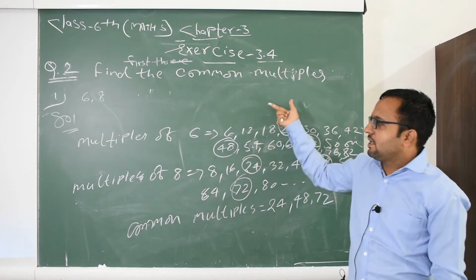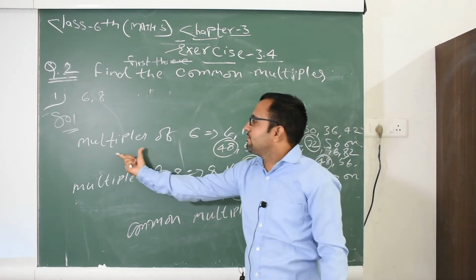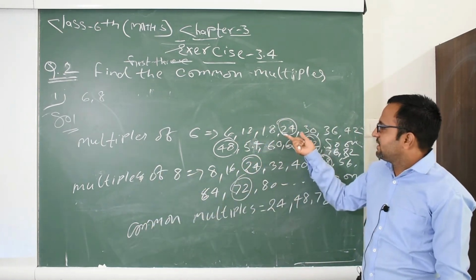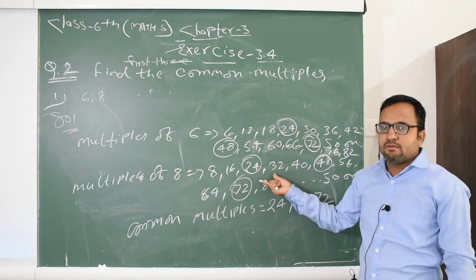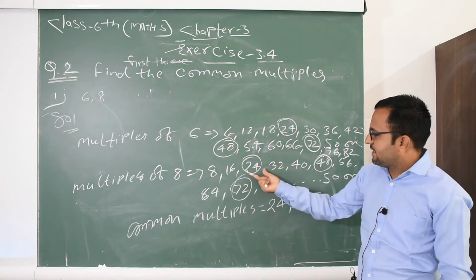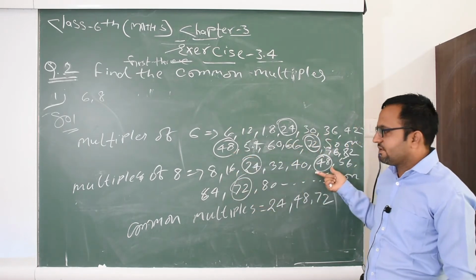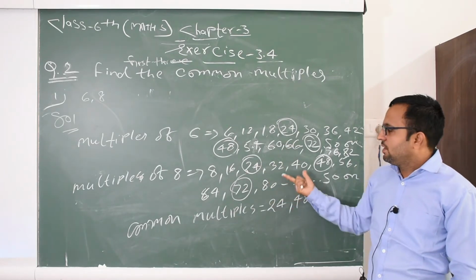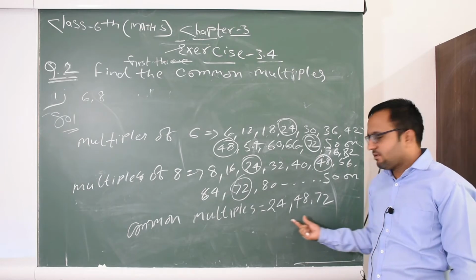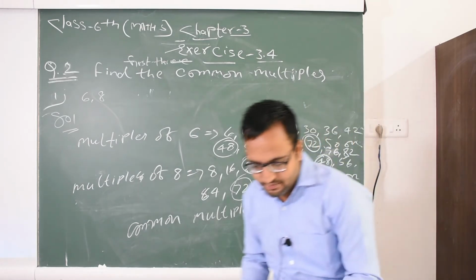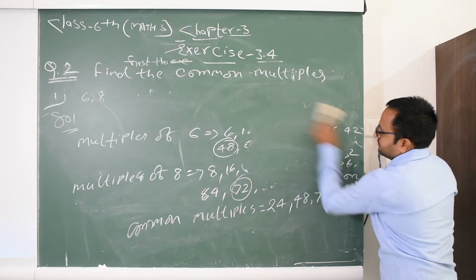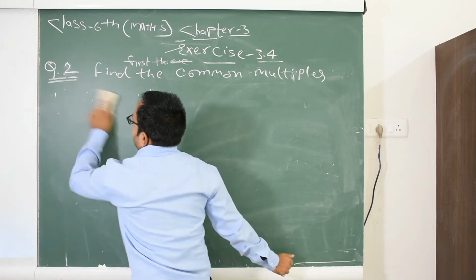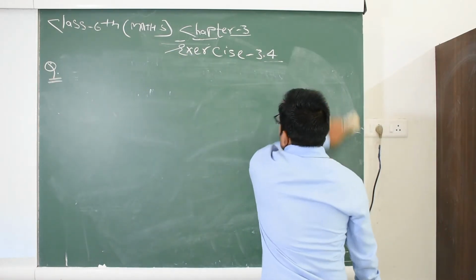For this question, again I repeat: first we write the multiples of 6 and multiples of 8. Now a common multiple means a number available in both tables, that means 24 and 24, 48 and 48, 72 and 72. So these numbers are available in both tables. So our common multiples are 24, 48 and 72.